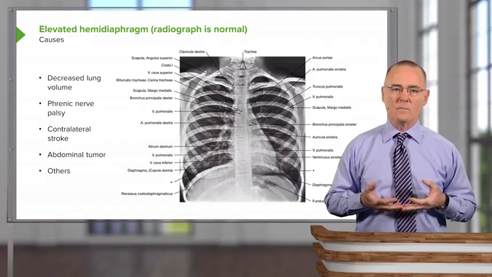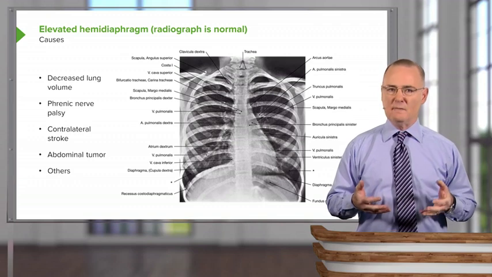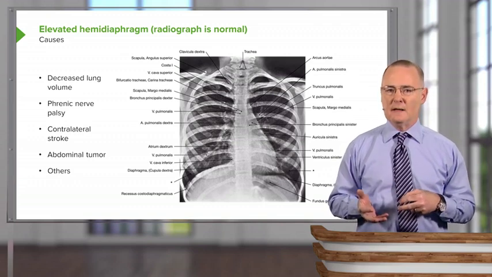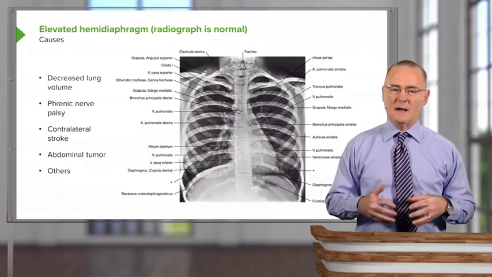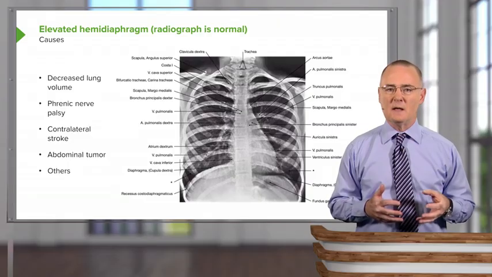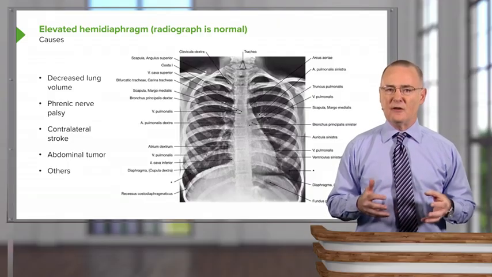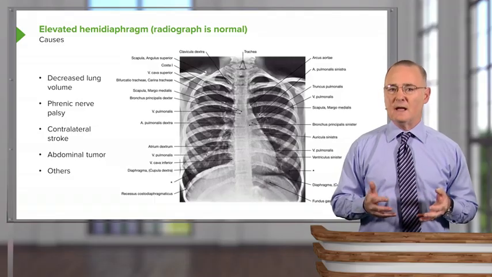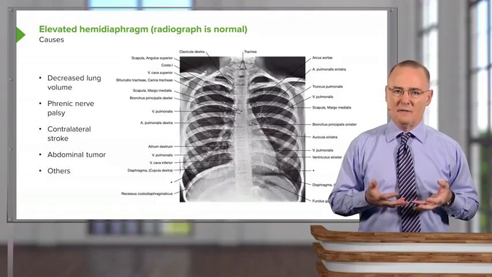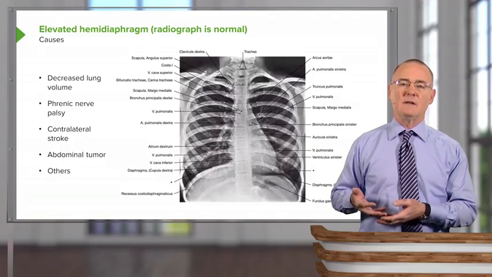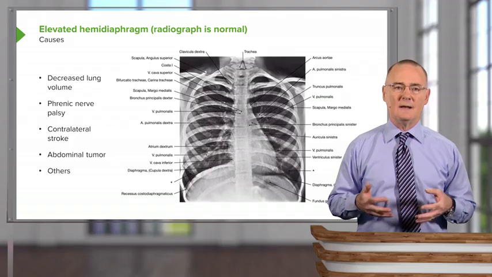thereby allowing the right hemidiaphragm to ascend to a much higher level. You could have phrenic nerve palsy, either on the right phrenic nerve or on the left phrenic nerve. A common etiology here for phrenic nerve palsy would be lung cancer that's invading and involving the phrenic nerve. So if it's the right phrenic nerve, you'd have an elevated right hemidiaphragm. If it's involving the left phrenic nerve, it would be the left hemidiaphragm that would be elevated.